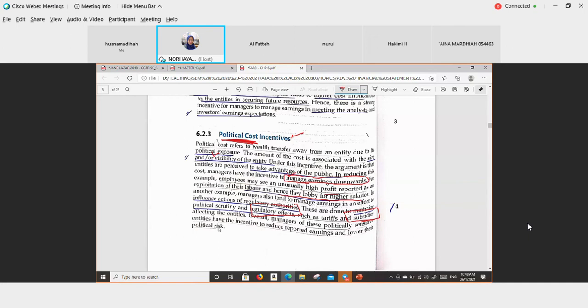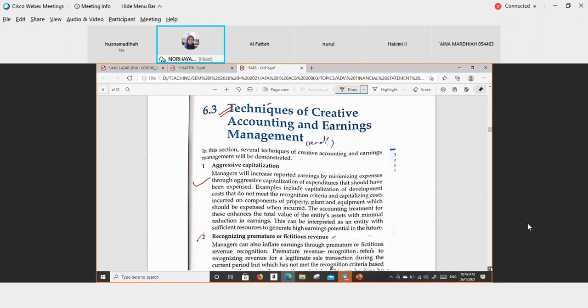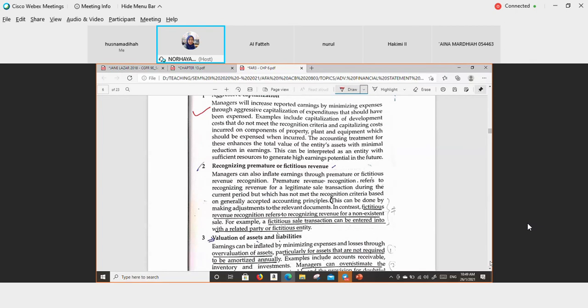So there are three incentives, three motivations why managers engage in this creative accounting. And techniques, jadi teknik-teknik dia. Teknik dia aggressive capitalization. Yang ni baca lah. Aggressive capitalization, okay. Lagi, recognizing premature or fictitious revenue. Ini apa ni? Company ni dia recognize premature. Apa tu? Premature atau pramatang. Pramatang tu apa ni?